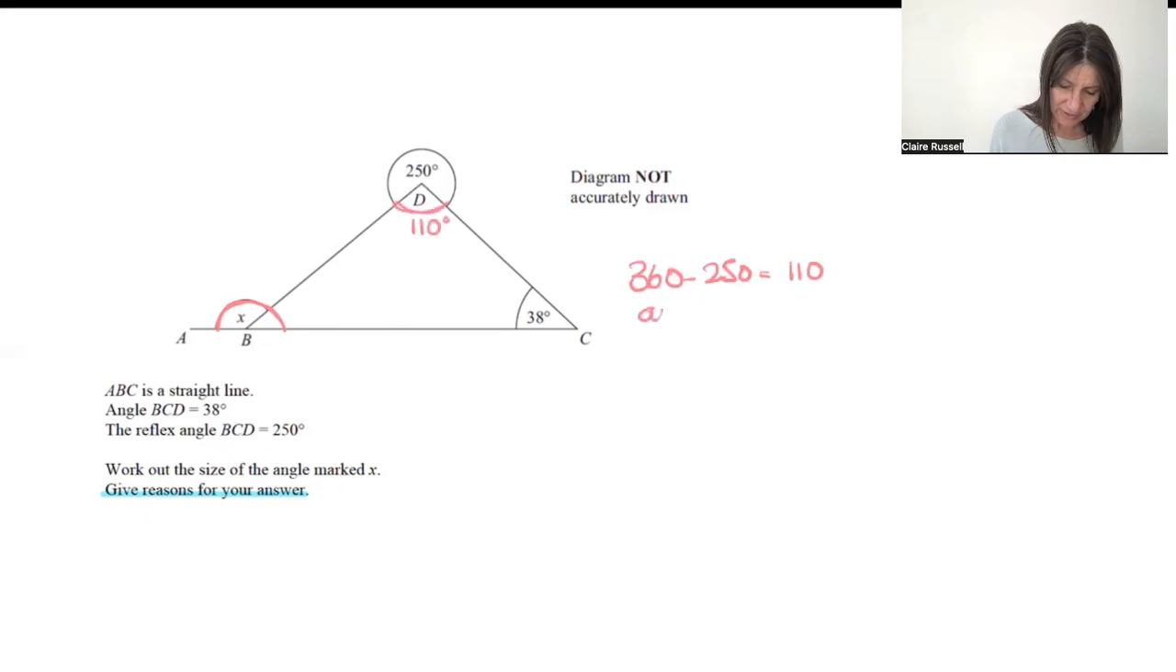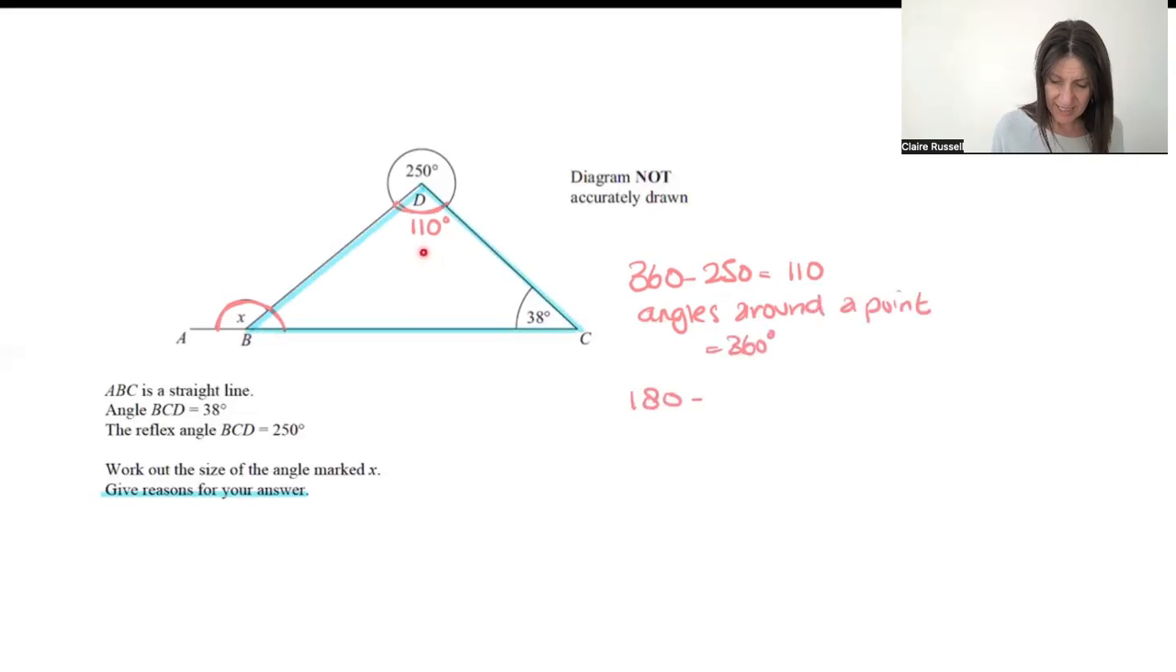So angles around a point equal 360 degrees. And then you can move on to the next thing. The next thing being the triangle that I can see here. Triangles add up to 180. So if I now do 180, take away my 110 and my 38, which is a total of 148, I'll get 32. So that's putting 32 in here, and remember your reason.